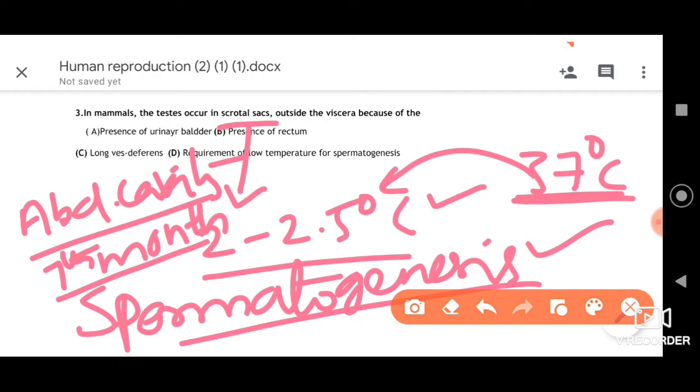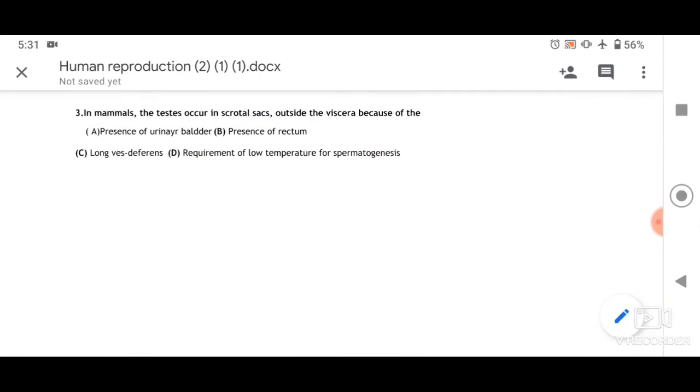So the right answer you have to go for here is option D, that is requirement of lower temperature for spermatogenesis. Only because of that, mainly, the testes are descended in the scrotal sacs.